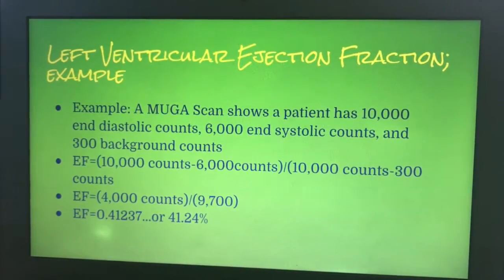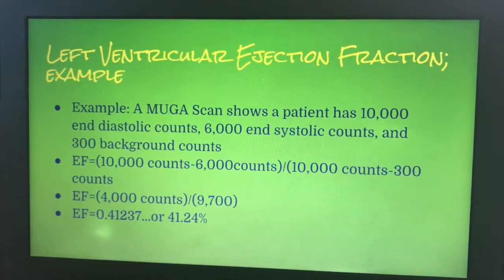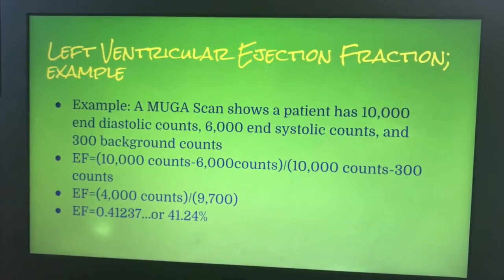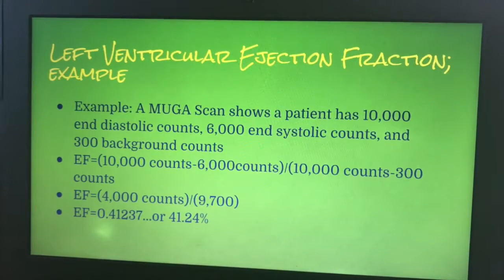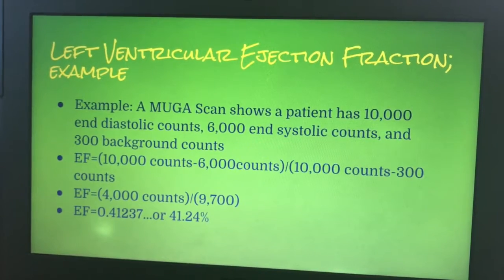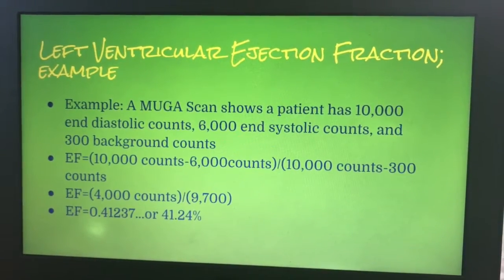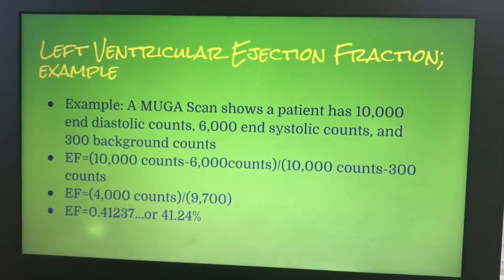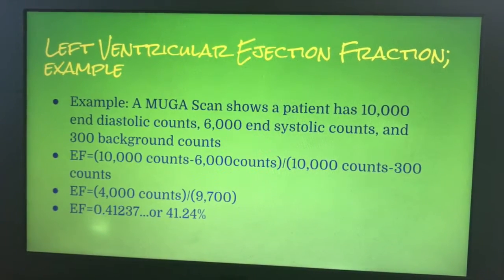So an example of this formula being used can be seen here. A MUGA scan shows that a patient has 10,000 end diastolic counts, 6,000 end systolic counts, and 300 background counts. So to compute this simply, one can see that the EF equals 10,000 minus 6,000 counts, divided by 10,000 counts minus 300 counts. When this is simplified, one will get 4,000 counts divided by 9,700 counts.